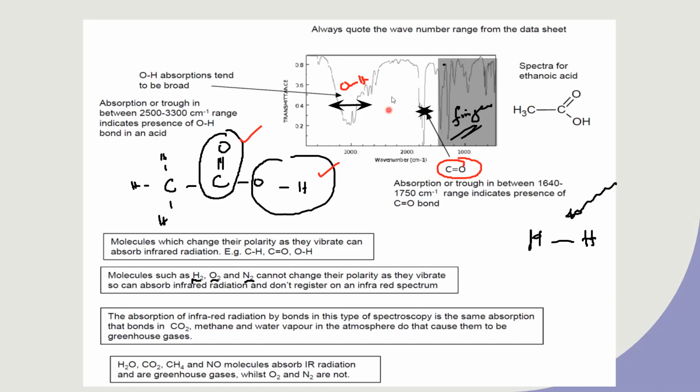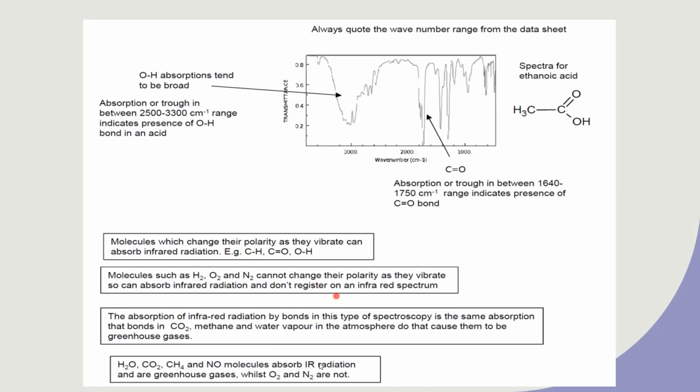Is it clear how infrared spectroscopy can be used to determine the type of bonds which are present in the molecule? Any doubt till this point?